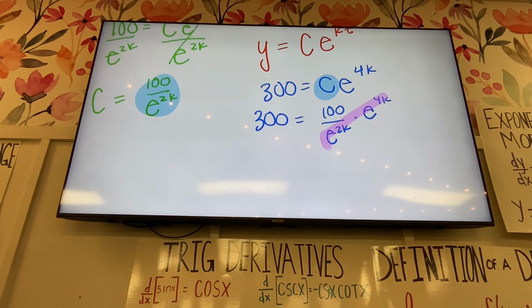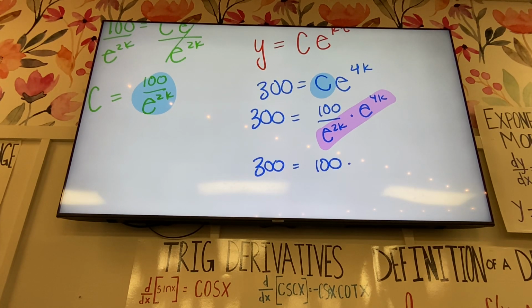Now right here, your bases are the same, e and e. So what can I do to my exponents? Subtract. So when your bases are the same and you're dividing, you can subtract them. What is 4k minus 2k? 2k. So I can rewrite this as 100 times e^(2k). So when I divided those, that's how I ended up with just e^(2k).